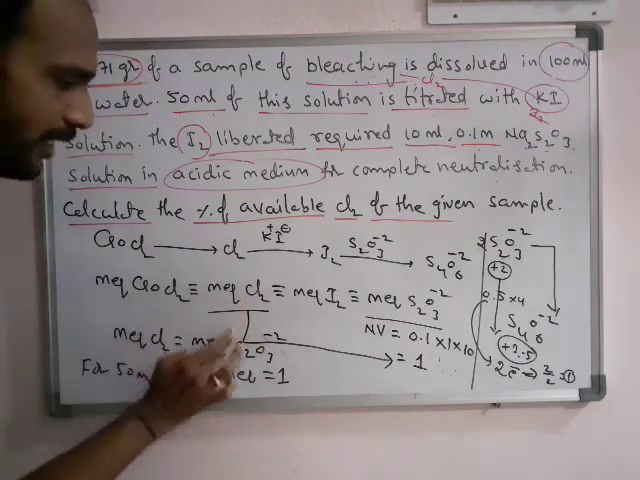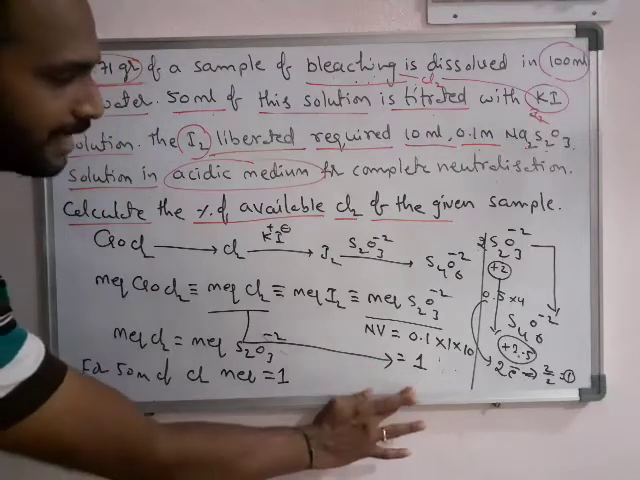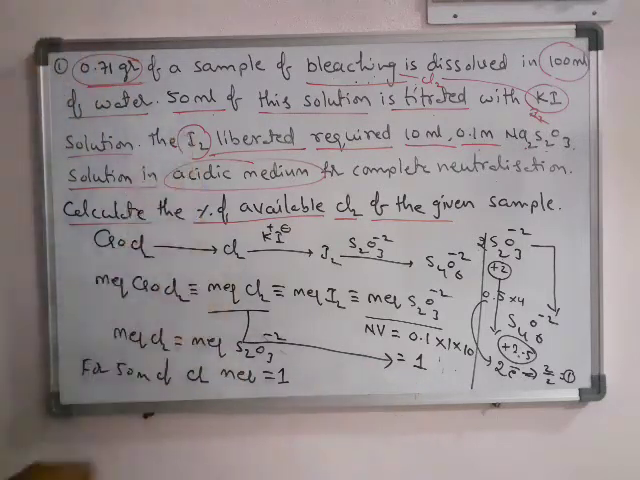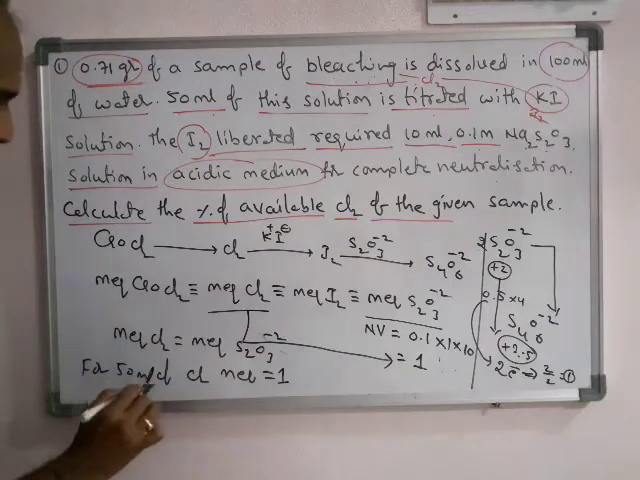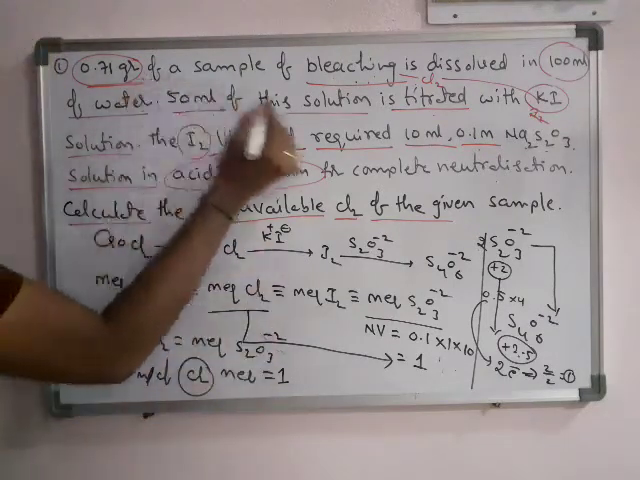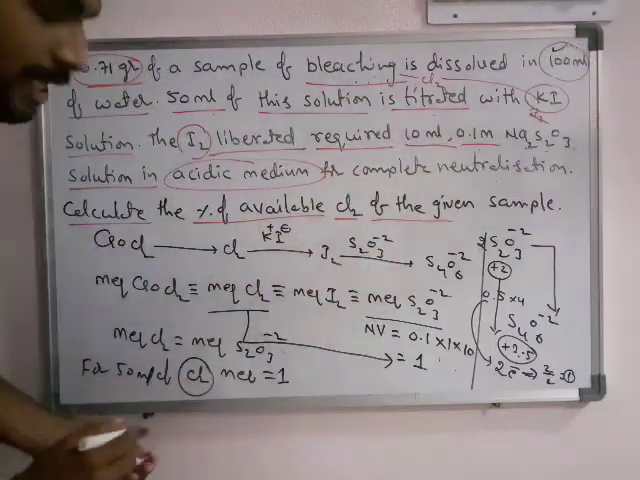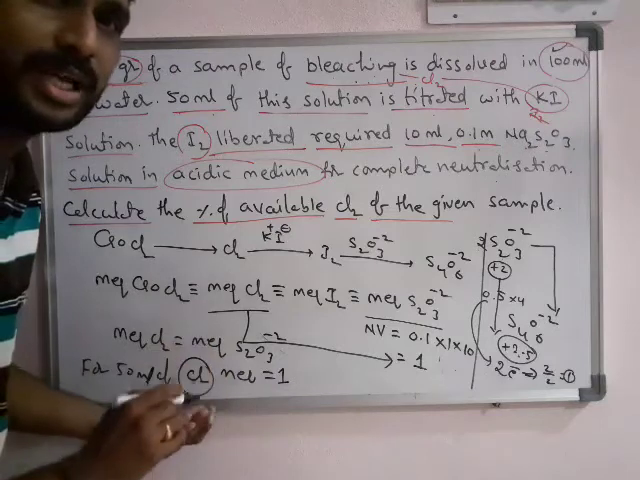Milli equivalence of chlorine is equal to milli equivalence of S2O3 minus 2. I think the reaction is only for 50 milliliter. This reaction is only for 50 milliliter of chlorine. But the sample is dissolved in 100 milliliter. So now we have to convert this to 100 milliliter.